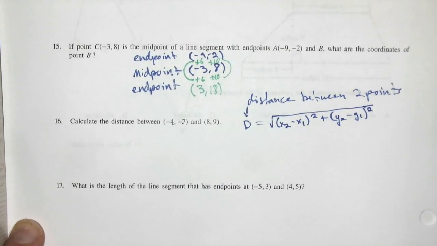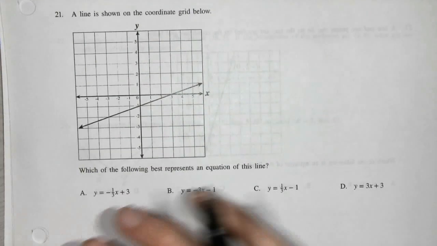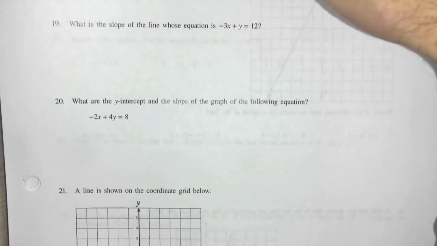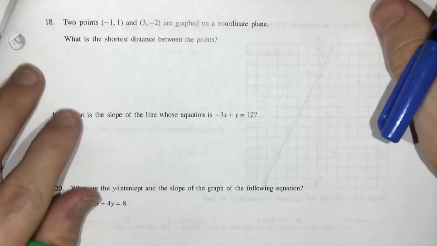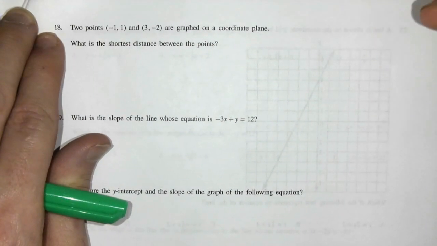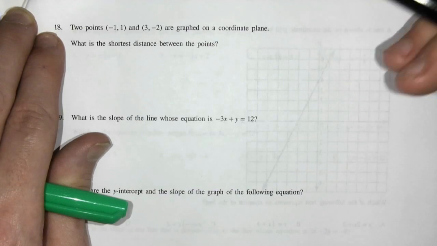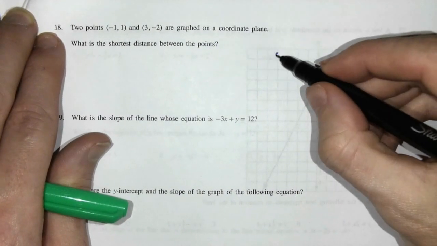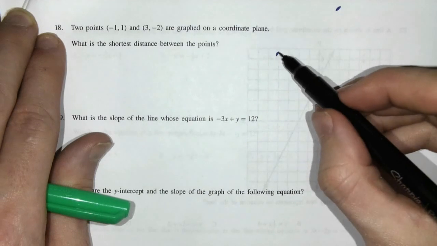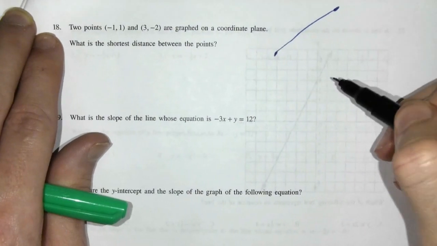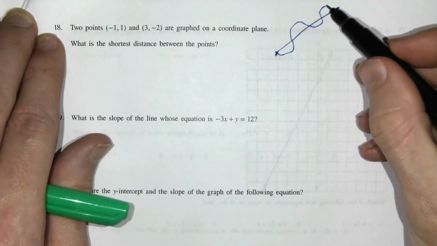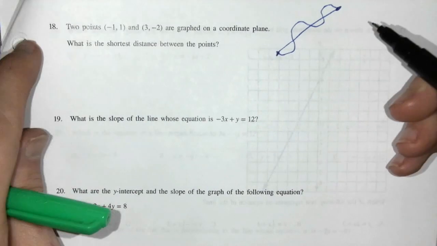17, same thing. 18, same thing. What is the shortest distance between the two points? If I have a point here and a point here, the shortest distance is the distance formula. You don't go all curvy to get there. The quickest, you go straight there.